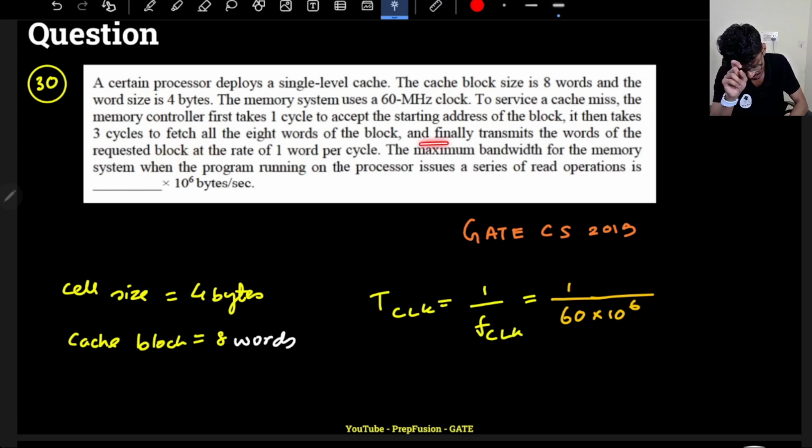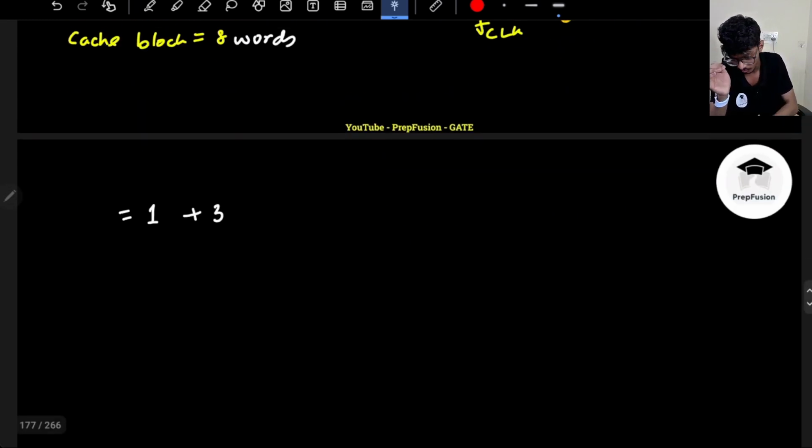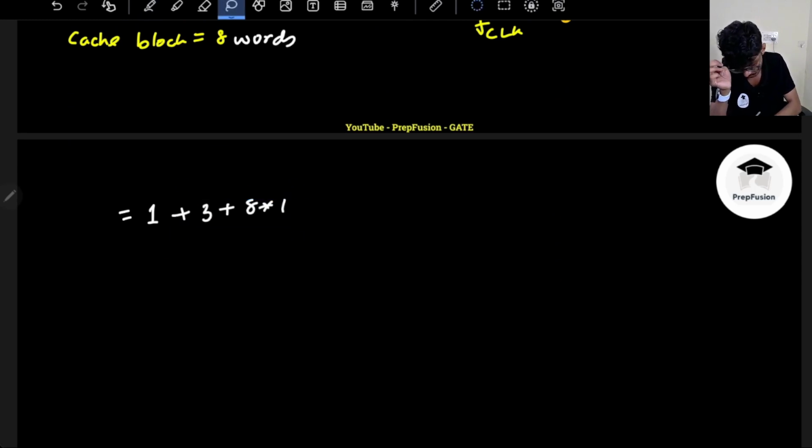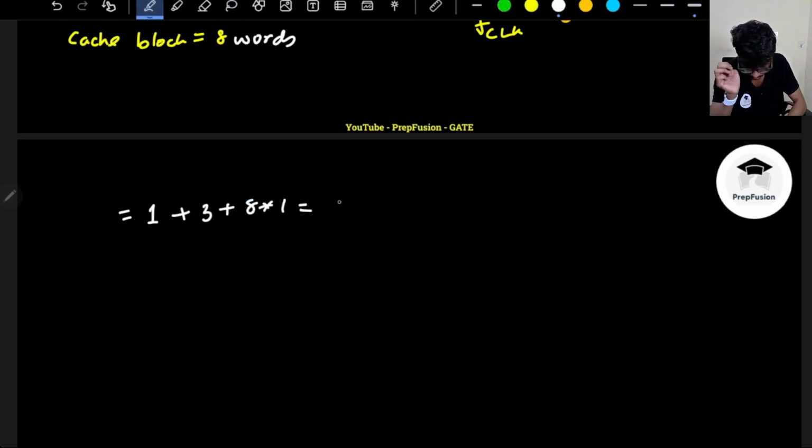Okay, then and finally transmits the words of the requested block at the rate of 1 word per cycle. So per cycle, I can transfer 1 word. How many cycles will it take me to transfer 8 words? Because cache block size is 8 words long. So for 1 word it is taking me 1 cycle. To transfer 8 words it will take me 8 cycles. So it will be 1 plus 3 plus 8, which equals 12 cycles.